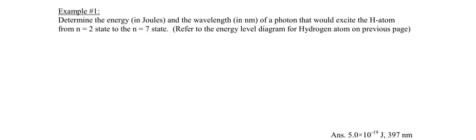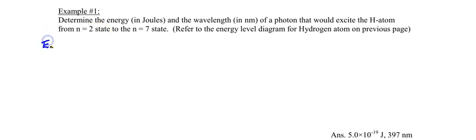Welcome to example number 1. We're asked to determine the energy in joules and the wavelength in nanometers for a photon that would excite a hydrogen atom from n equals 2 to n equals 7 state. So the first thing we need to do is figure out what the energies are at those two specific states.